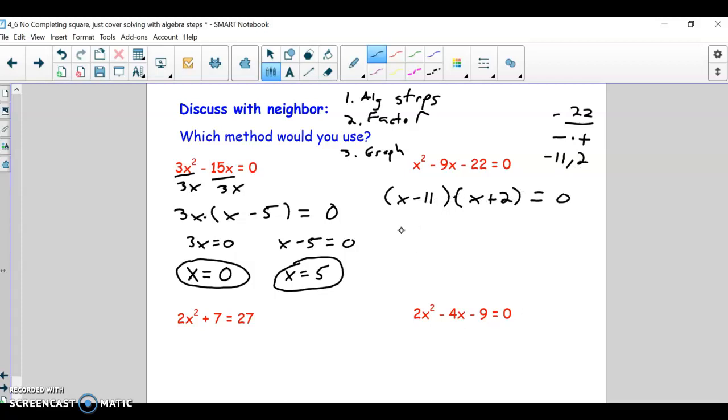Okay, and then you can use your zero product property, so set this equal to 0. Set the other one equal to 0. Right, and then add 11. So one answer is 11, then minus 2, and the other answer is negative 2.